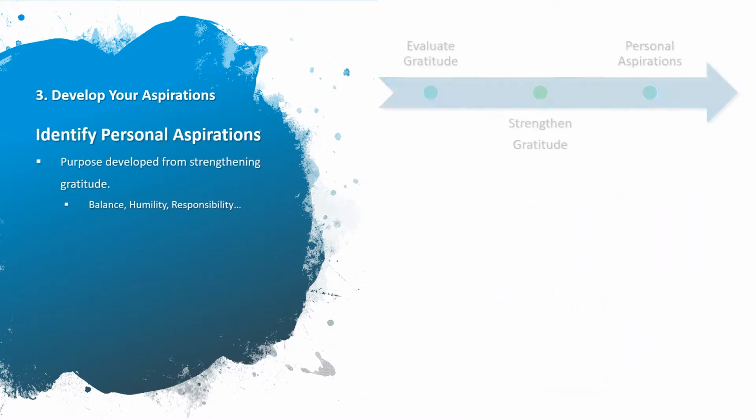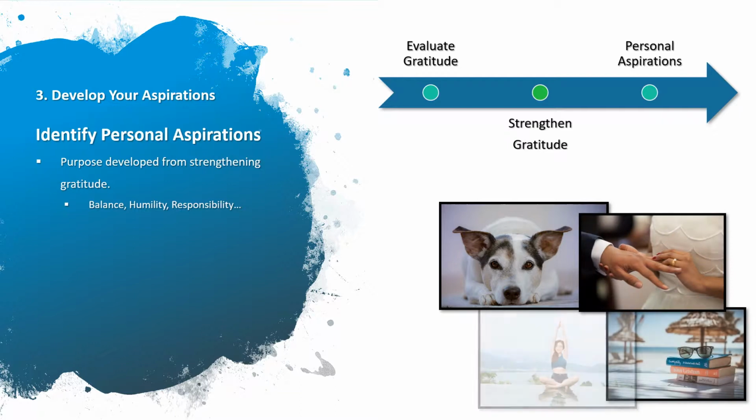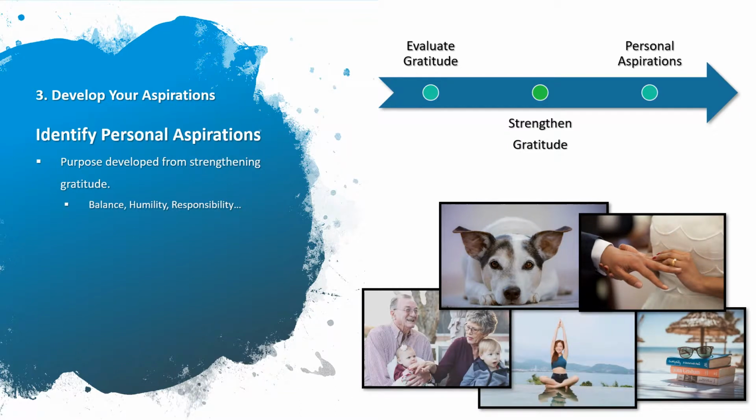Identifying personal aspirations is all about strengthening gratitude. Remember, gratitude is your identity stabilizer. So in that future life, in your dream life, you're still going to want things to help balance your identity. So what would those things look like?